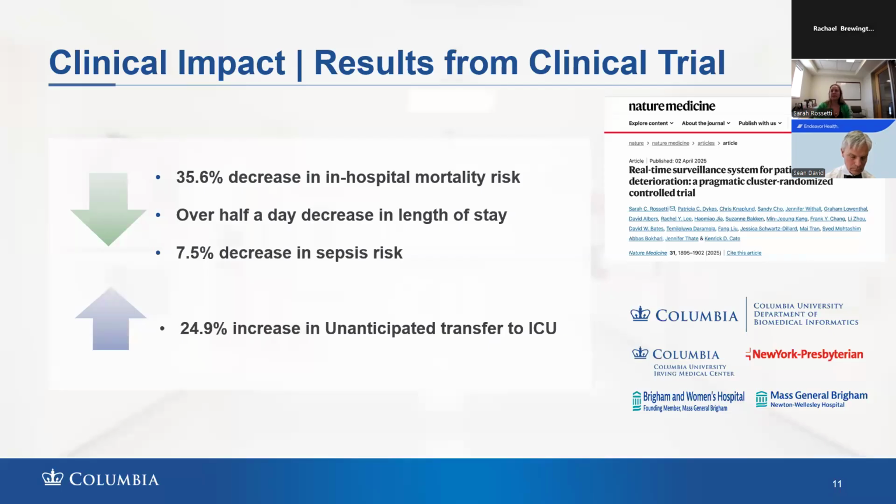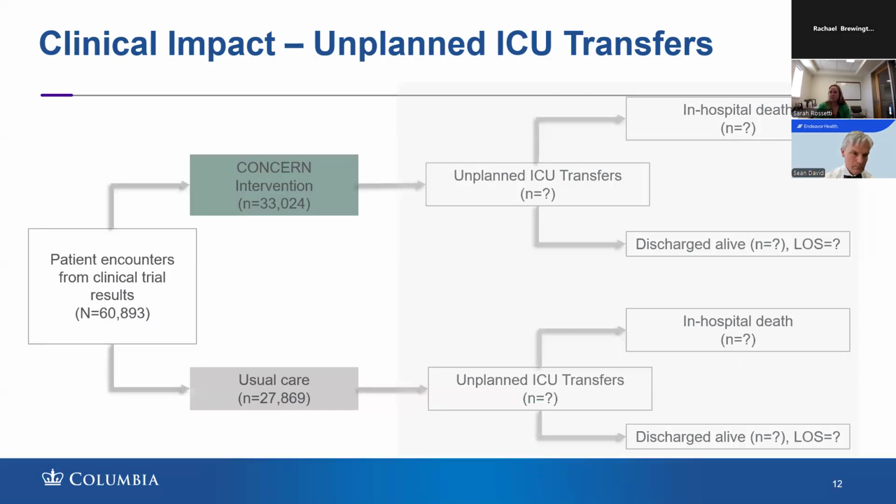And so what we found is a 35.6% decreased risk of in-hospital mortality for patients whose care team had access to the concern early warning score. Over half a day decrease in length of stay, a 7.5% decrease in risk of sepsis, and very interestingly, an increase of 24.9% in transfers to the ICU. So we were overwhelmed with the clinical findings for sure. That was extremely exciting. And then this transfer to the ICU finding was really interesting as well. And so we're going to dig into some of that.